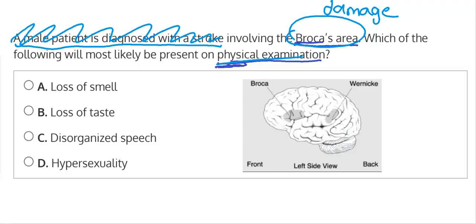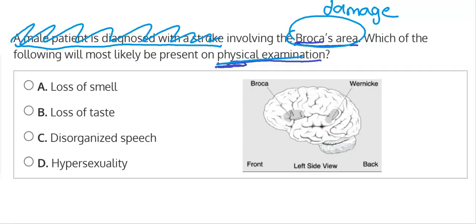So based on that, we have some choices here, and we have different types of physical findings. For example, they have loss of smell, loss of taste, disorganized speech, hypersexuality. Which one of these is related to the Broca's area? So this is kind of like an identifying content question.